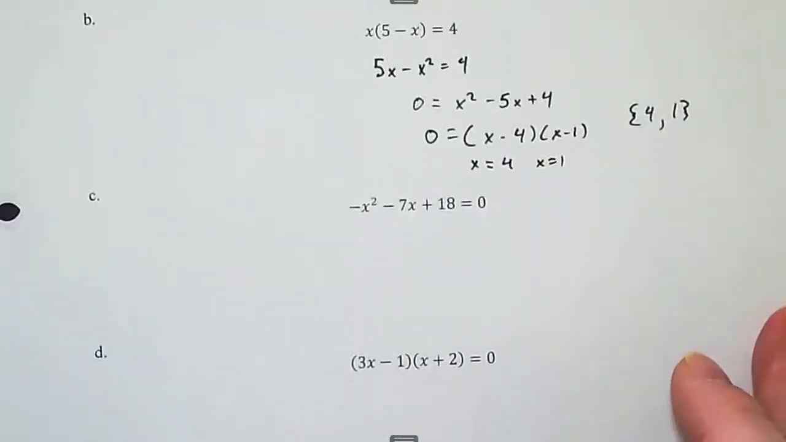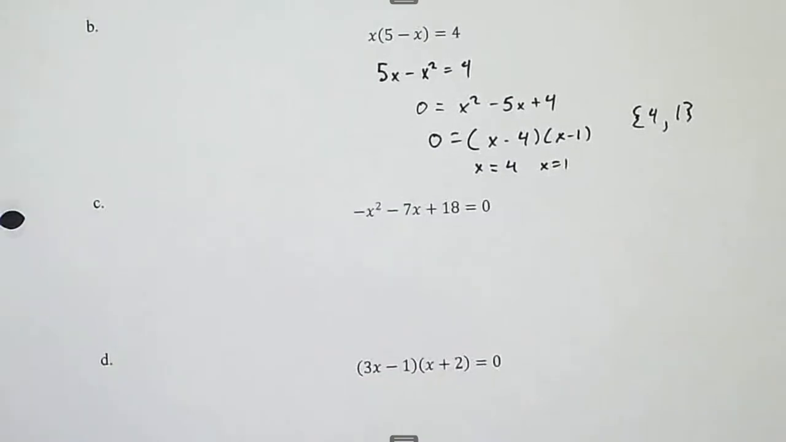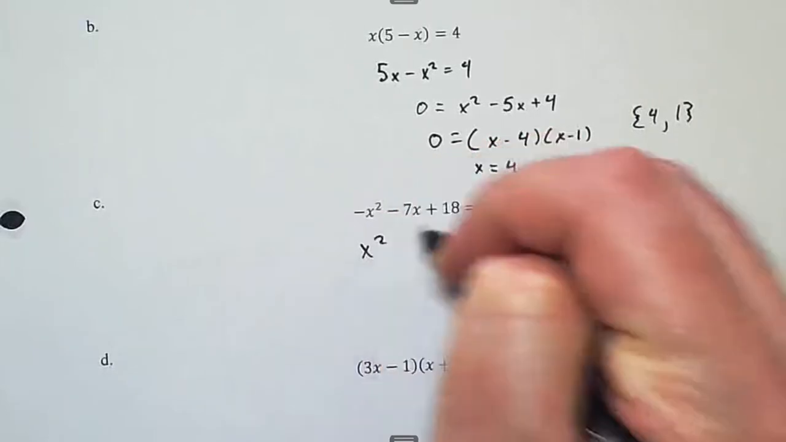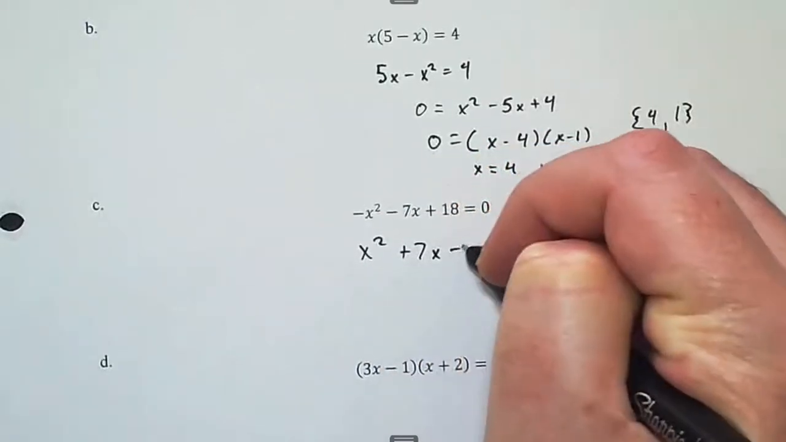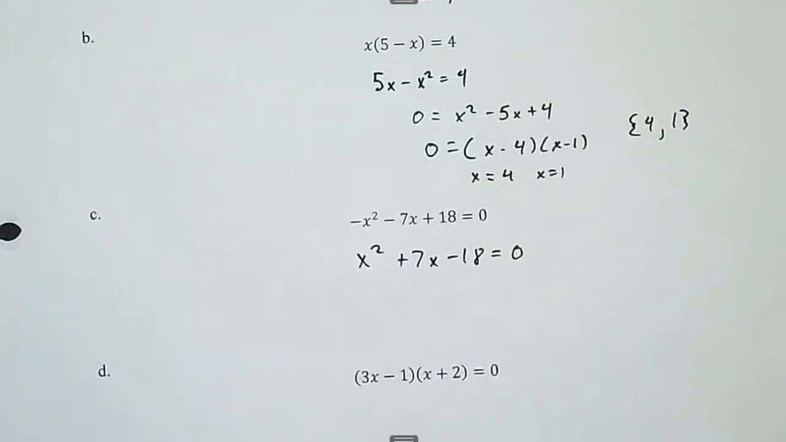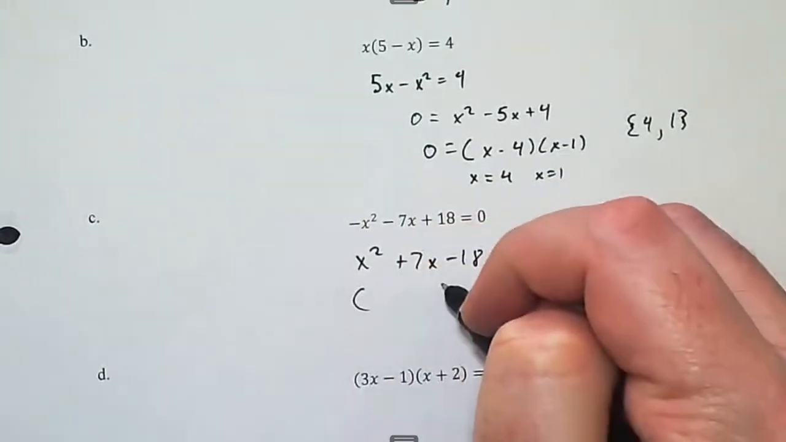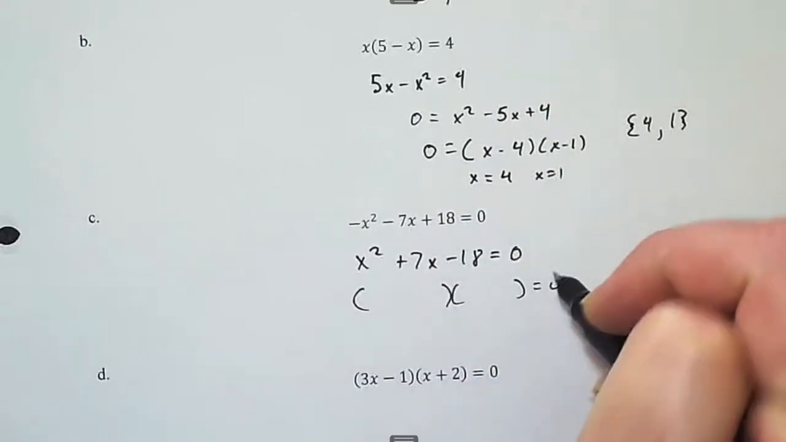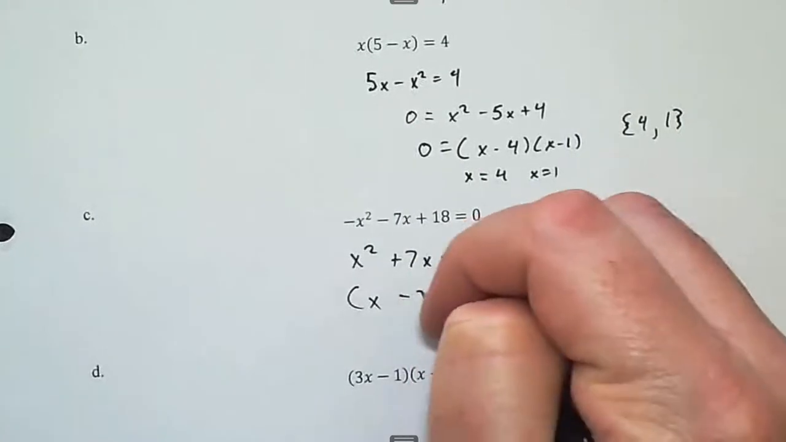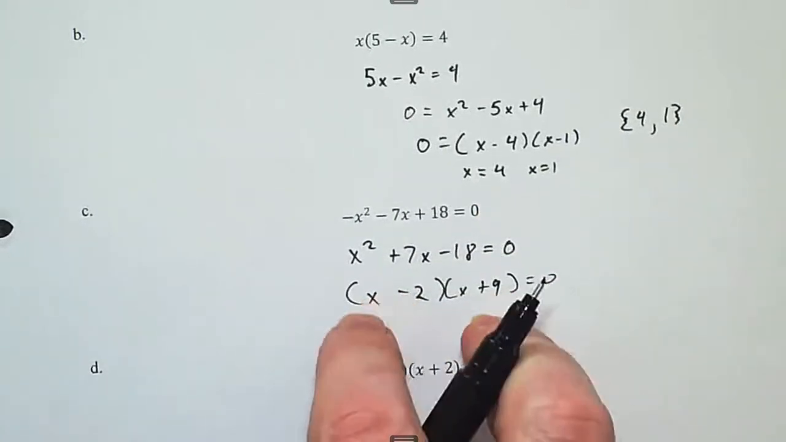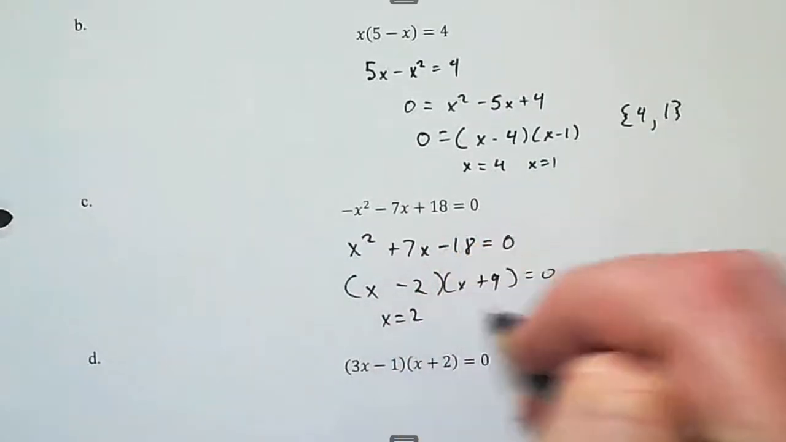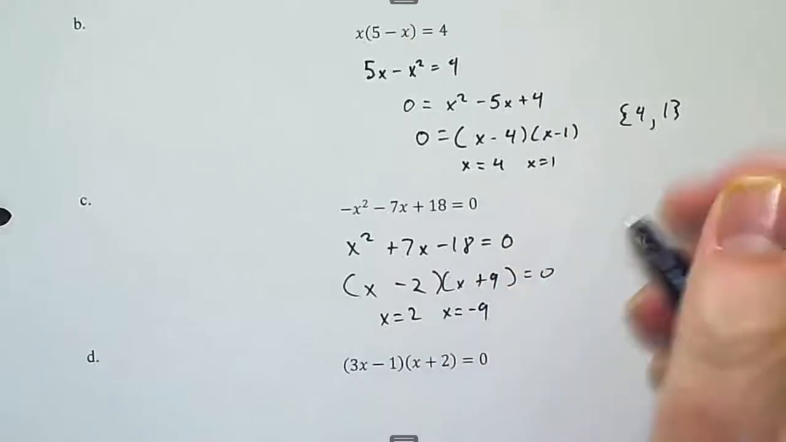All right, on letter C, I just really don't like negatives in front of x squared, so I'm going to divide both sides by a -1, making this a positive x squared, a positive 7x, and a minus 18, and 0 divided by negative 1 is still 0. And I'll factor. I think I'm going to go with plus 9 and minus 2 because that would give me a negative 18. 9x minus 2x is 7x. So x equals 2 and x equals negative 9.